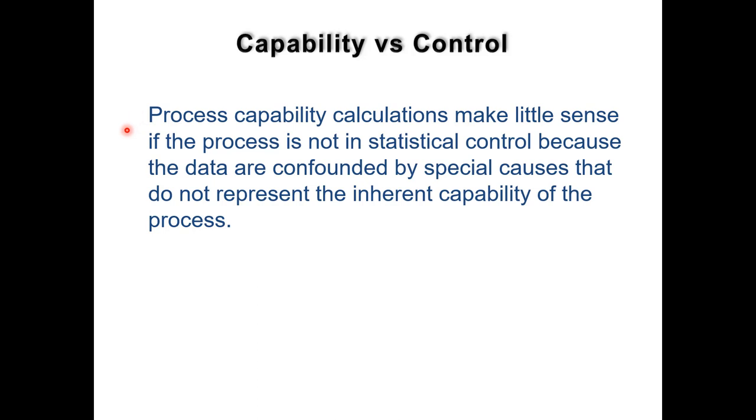Otherwise it is not reliable, because there is still the presence of special causes or assignable causes, which makes the process not stable. So remember, if you want to compute process capability, at least you have to ensure the process is in statistical control.